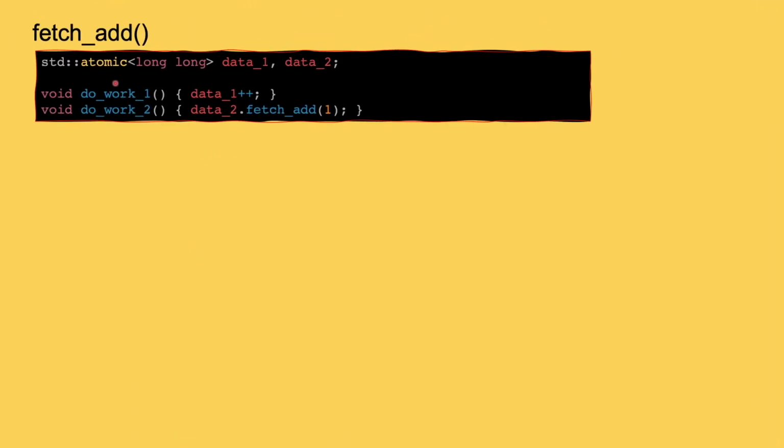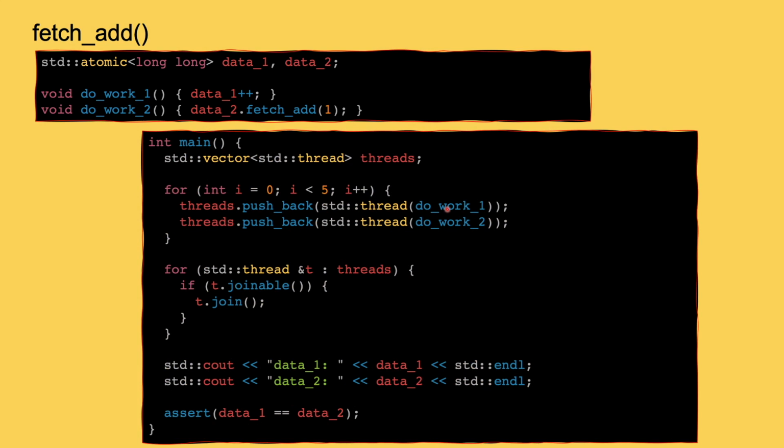Let's quickly talk about fetch add. Here, we have two functions. One of them uses the plus plus operator. The other uses fetch add and 1. These two are really equivalent. Basically, both of these will increment atomically. If I run multiple versions of these two functions in parallel, what I see is that the value of data 1 and the value of data 2 is equal.